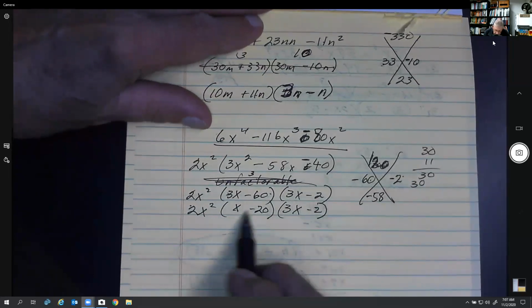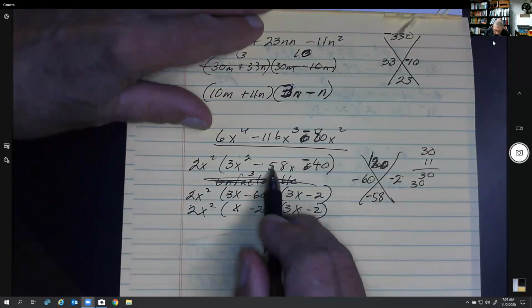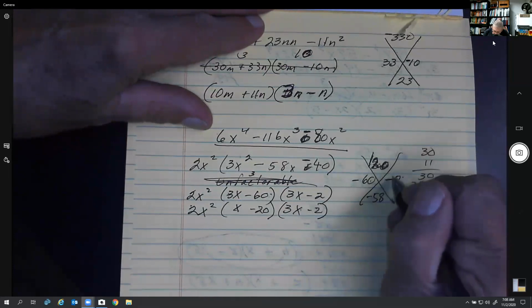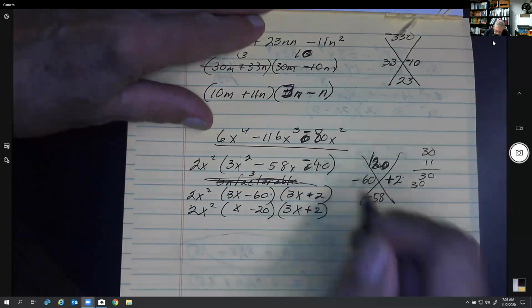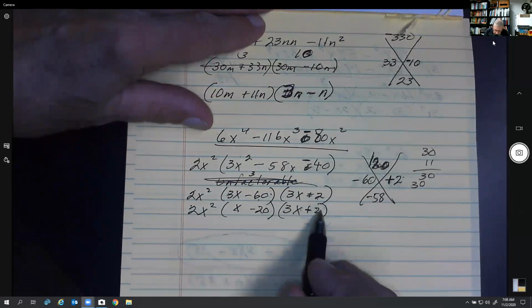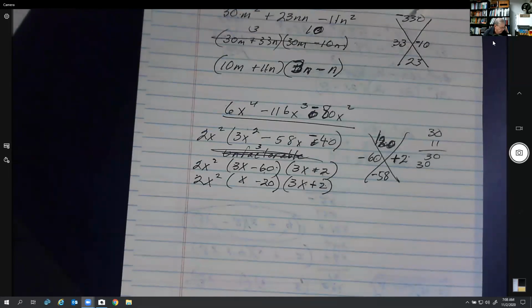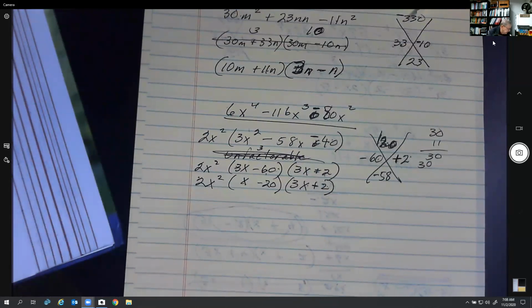Let's see if that makes any sense. 3x squared, outside, inside, they both add up to negative 58. This would have to be a positive 2. What is going on here? Positive 2. That makes sense. This adds up to negative 58x and multiplies to give me positive 40. Holy cow. Multiple mistakes. Let's try one that I can do without making a big mess out of it.